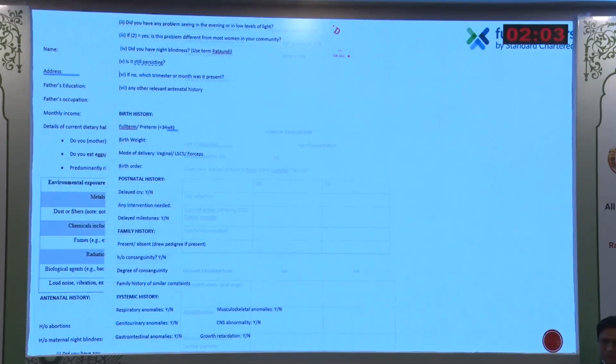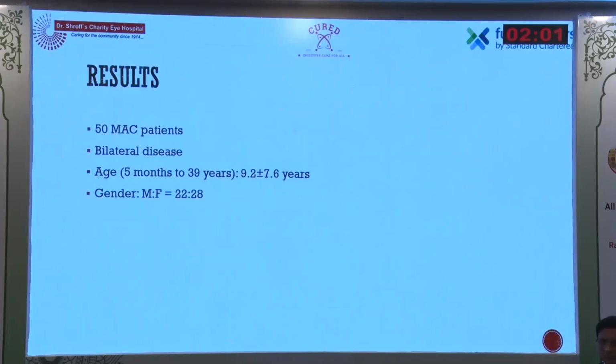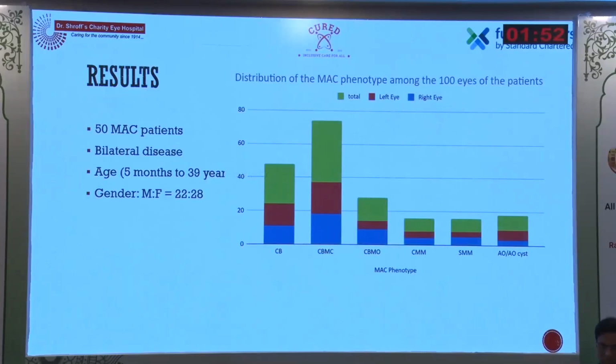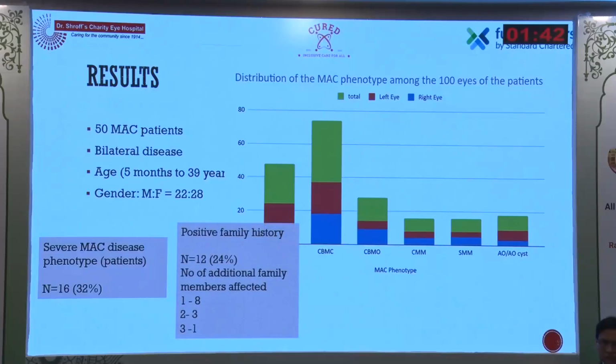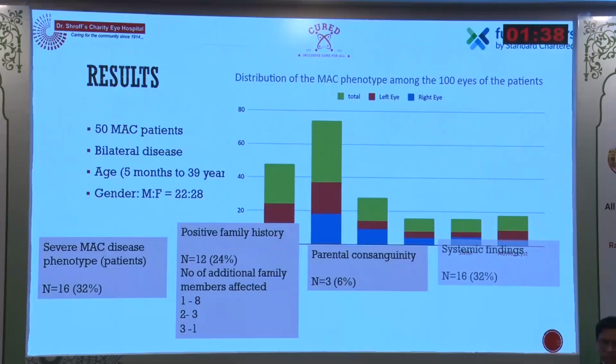This is the proforma that we used, which is a very detailed proforma. Coming to the results, 50 MAC patients with bilateral disease were included. The average age was 9.2 years, and 22 were males. The most common type of MAC was coloboma with microcornea, followed by simple coloboma. Severe MAC phenotype was seen in 32%, and a positive family history was seen in 24%. Parental consanguinity was seen in 6%, and systemic findings were seen in 32%.